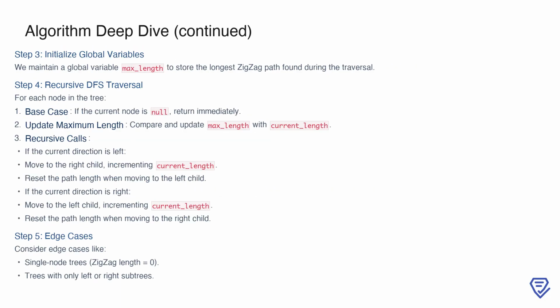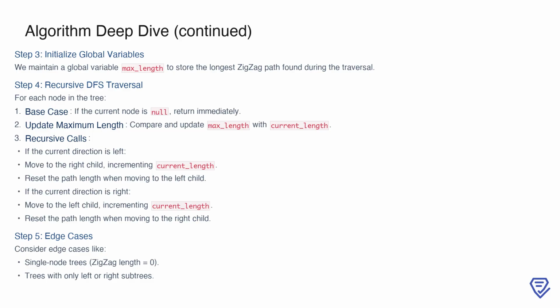To implement the algorithm, we first initialize a global variable max_length, which will store the longest zigzag path we encounter during the traversal. Next, the core of the implementation lies in the recursive DFS function. For each node, we handle three main tasks. First, we check if the node is null, which serves as our base case to terminate recursion. Second, we update max_length by comparing the current path length with the maximum found so far. Finally, we make recursive calls to explore the left and right children.